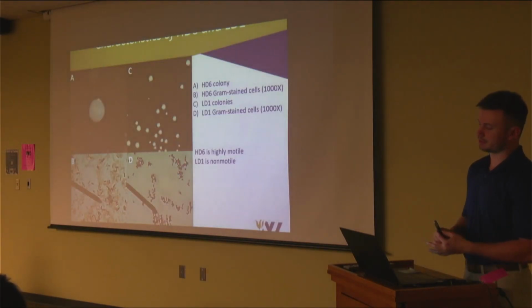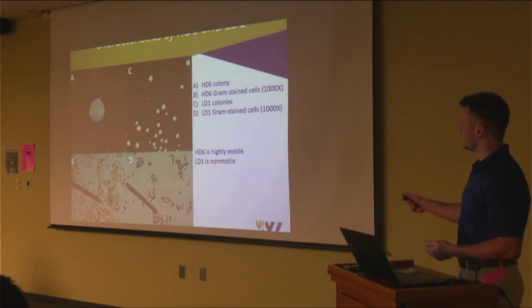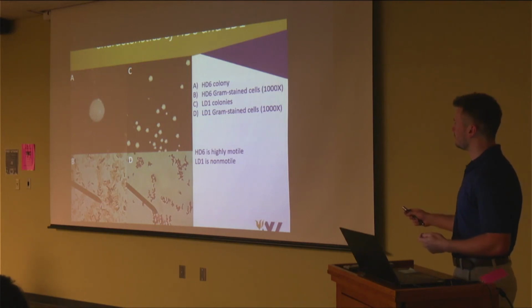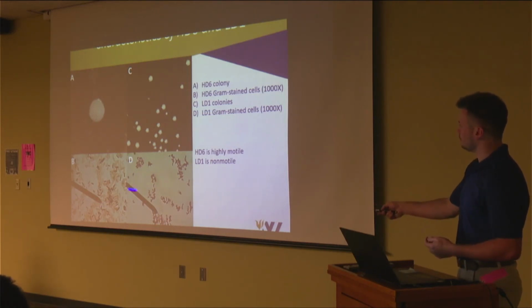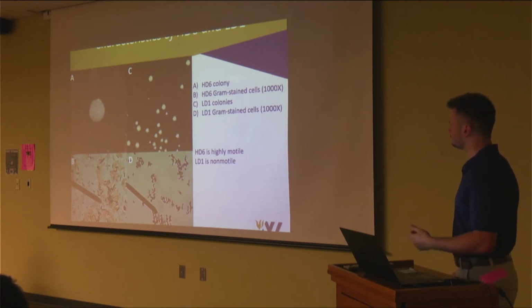And so here are some characteristics of both the high density and low density colonies and Gram staining. One thing to pay attention to here, in these two bottom slides, is that the high density was highly motile, whereas the low density was not motile at all.